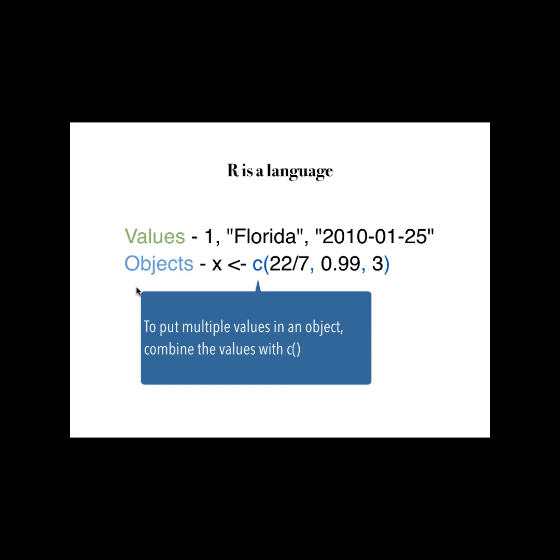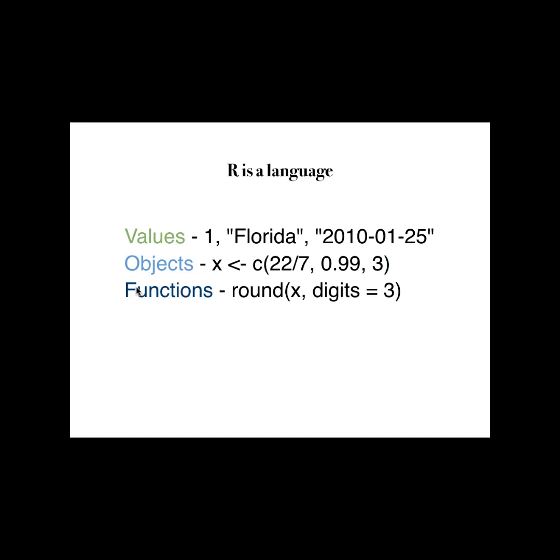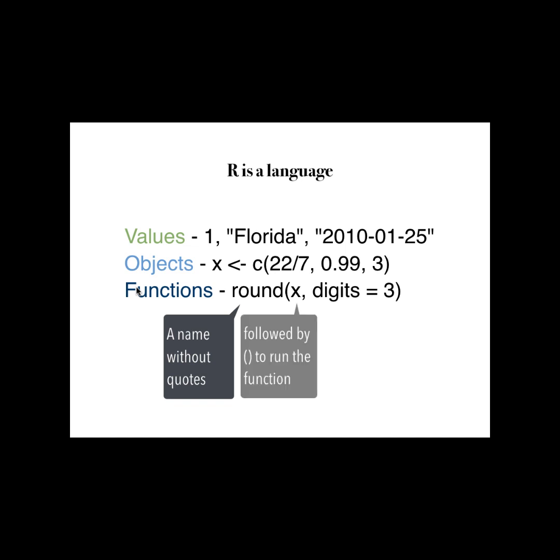Okay, so objects, single object or multiple objects. R also has functions. A function is a specific operation that you do to an object or a value. A function is a name, also without quotes, and some of these semantics will become important. It's a name without quotes, but it's followed by parentheses, and the parentheses tell it what it's going to do to the objects. So values, objects, functions. We'll spend some more time with this.